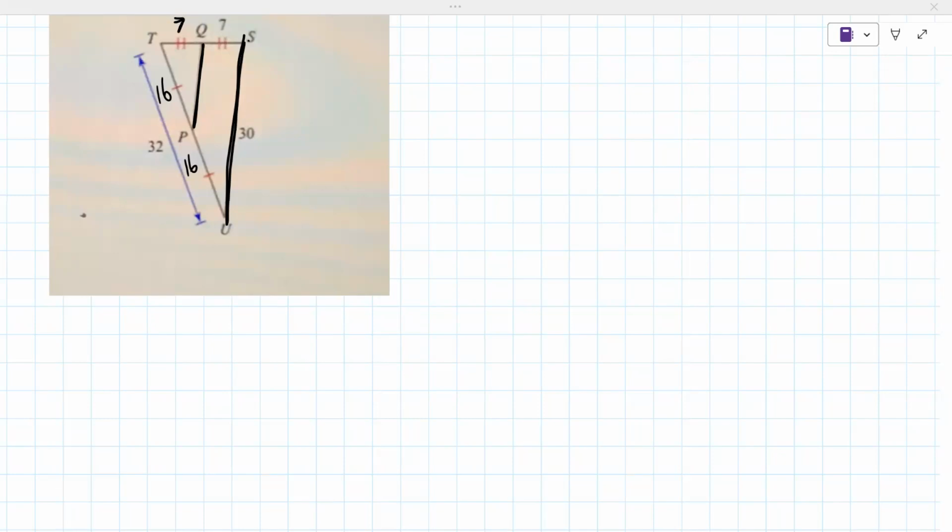Let's look at number 9. Number 9 actually is the same as the ones we've done. It's just written in equation form. So a little bit of a review here.